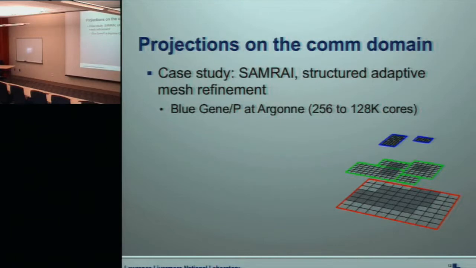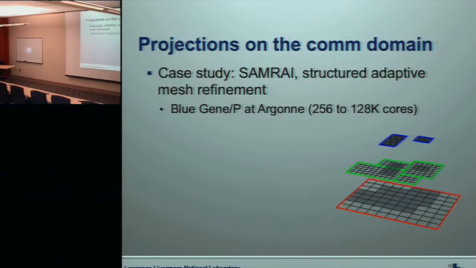SAMRAI is an AMR package that's used at Livermore by a number of codes. If you're not familiar with AMR, you're solving a grid, like what you did before, but you have a hierarchy of these grids. There are multiple levels, and each level is progressively more refined. The idea is that you refine where there's more interesting stuff going on, where you need more resolution. This gives you an inherent load balance problem, because if you refine on some processors, there's less work on the other processors where you didn't refine, and you have to balance it.